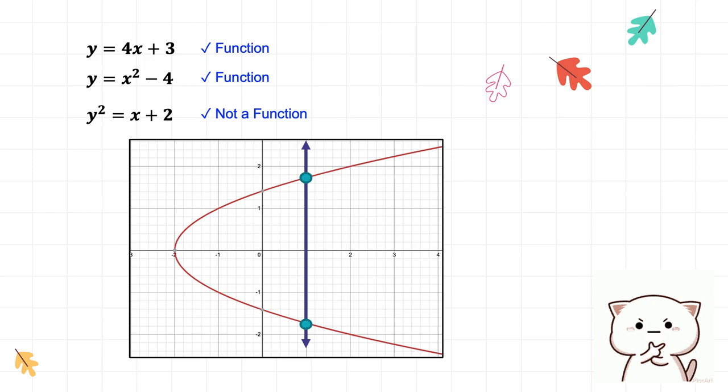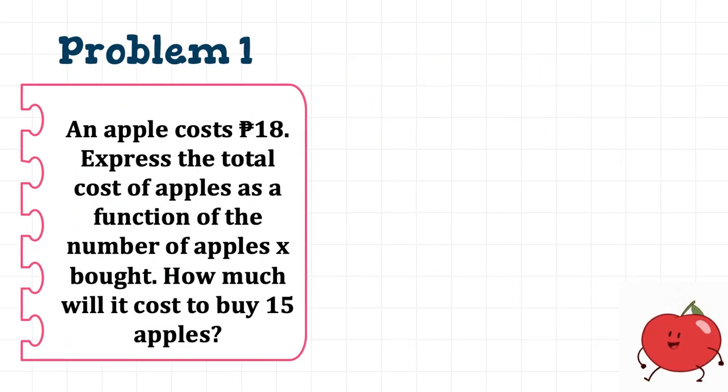Okay, now what we are going to do is to represent the given problem in a linear function. So problem number 1: an apple costs 18 pesos. Express the total cost of the apples as a function of the number of apples x bought. How much will it cost to buy 15 apples? Definitely, you can answer this one without any equation at all. Because what we are going to do is simply multiply the cost of the apple to the number of items or products that we need to buy. So that will be 15 times 18.